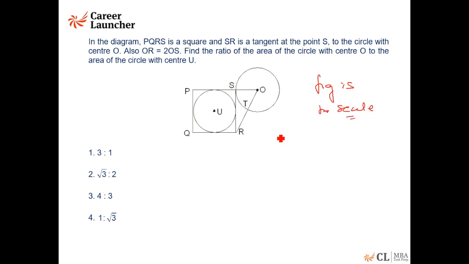Okay. If the figure is to scale, you should also be able to say which is the bigger circle out of the two. Again, using your rough sheet, measure this versus the side of the square. You will find this is slightly bigger. Okay. The circle with center O is slightly bigger than the circle with center U. So what should be the case? The first number should be bigger than the second number. The circle with center O has a bigger radius than the circle with center U. That means the first number should be bigger than the second number.